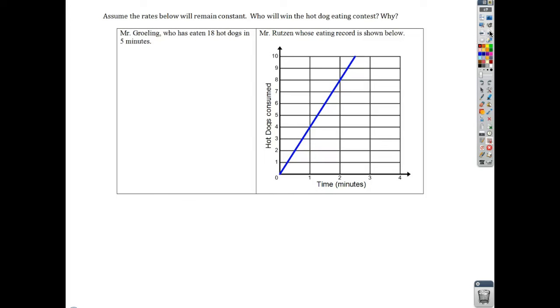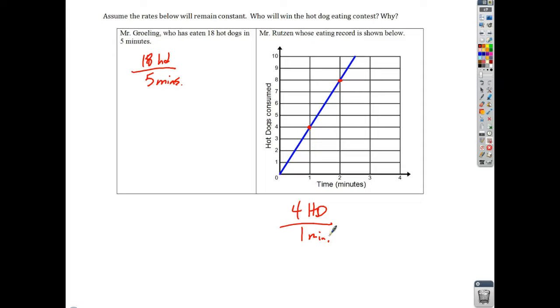All right, so Mr. Grayling, that's the name of our principal if you didn't know that. Okay, we're saying he's eaten 18 hot dogs in 5 minutes, right? So 18 hot dogs in 5 minutes. Okay, so how many does he eat in 1 minute, right? Well, let's leave it like this first right now. Okay, and then we've got Mr. Rutson. Okay, in 1 minute he eats 4 hot dogs, in 2 minutes he eats 8, right? So this one he's eating 4 hot dogs per minute.